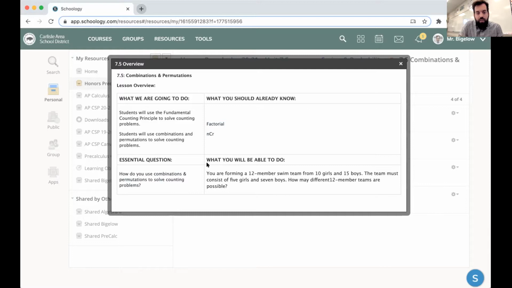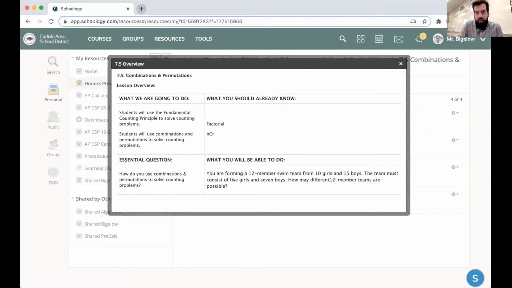And here's an example of something we'll be able to do by the end of the lesson. You are forming a 12-member swim team from 10 girls and 15 boys. The team must consist of 5 girls and 7 boys. How many different 12-member teams are possible? And instead of trying to list through all of those options to figure out how many are possible, we can use some simple math with combinations and permutations to figure it out. All right, so that's where we're headed.